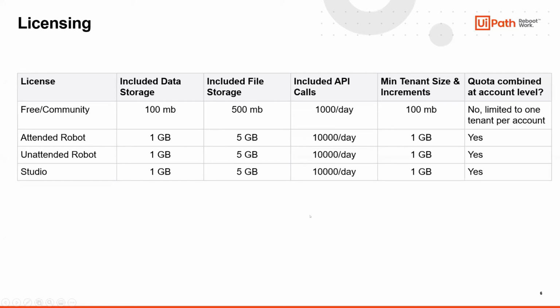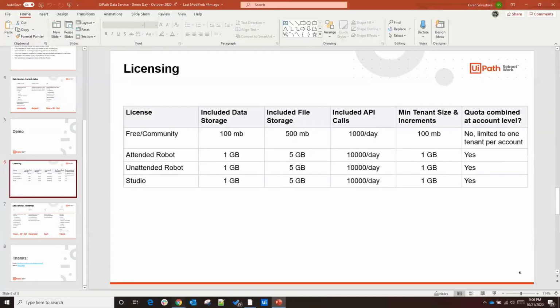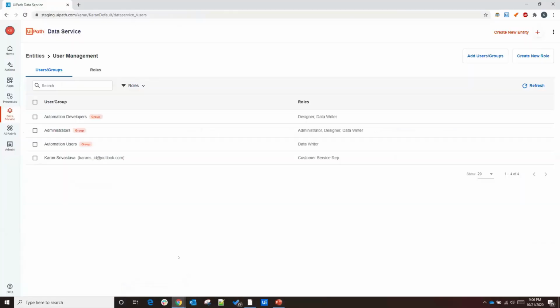Furthermore, these are calculated at the account level, which means that you as an admin can go ahead and distribute the total number of DSUs you have in your account amongst the various data service tenants that you might have based on how you see fit. Let me show you how you do that. So I'm back within my automation cloud.